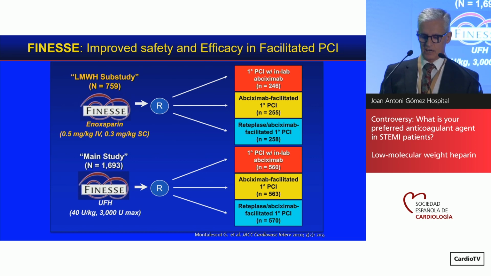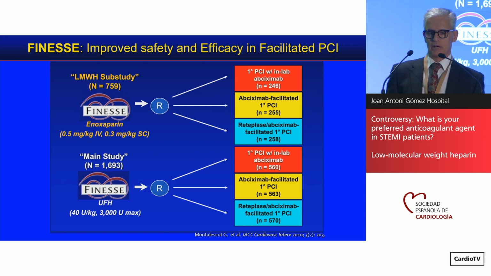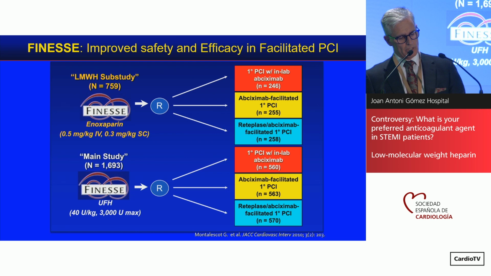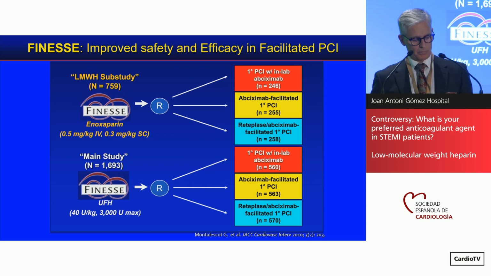The first arm is a primary PCI with the patient receiving the antithrombotic in the lab. The second was facilitated primary PCI with the drug at the first medical contact. And the third arm is half dose of reteplase with the drug at the first medical contact, and then transfer of the patient to primary PCI. The decision to treat the patient with low molecular weight heparin, enoxaparin, or unfractionated heparin was the decision of the physician. So it is not randomized in this setting.